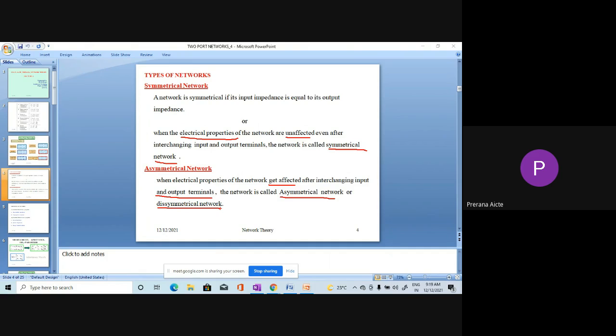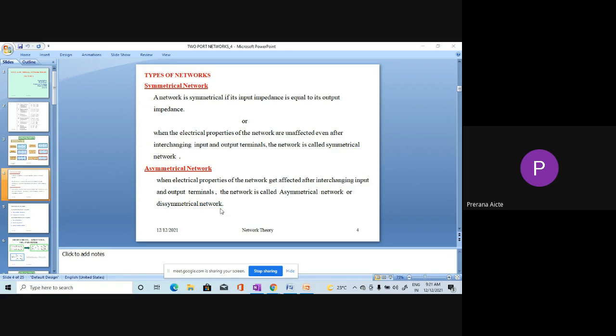So we started with a simple two-port network. After the two-port network, we came to realize that there is a symmetrical network and an asymmetrical network. When the electrical properties of a particular network are unaffected by interchanging the input and output terminals, you can say that network is a symmetrical network. When the electrical properties get affected, you can say that network is an asymmetrical network. So symmetrical networks have some electrical properties and asymmetrical networks have some properties, and based on the property changes you decide.